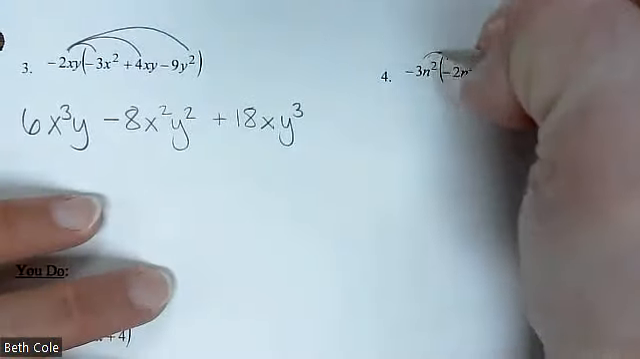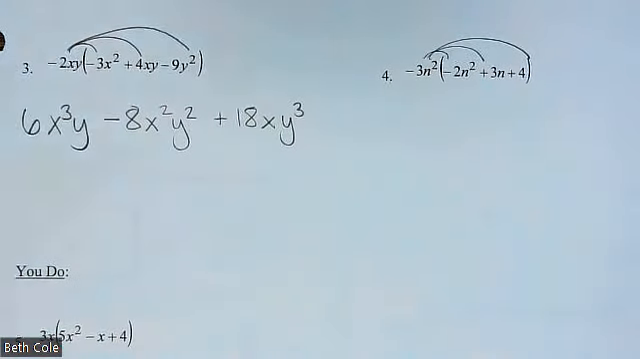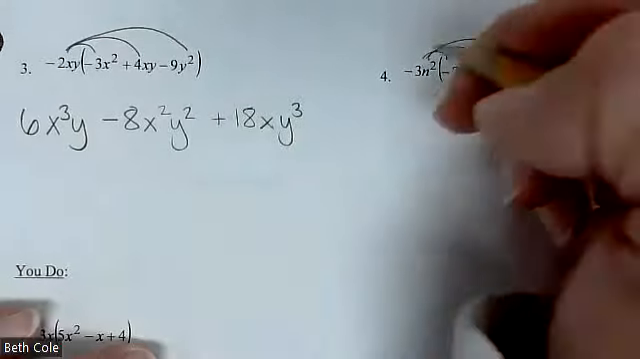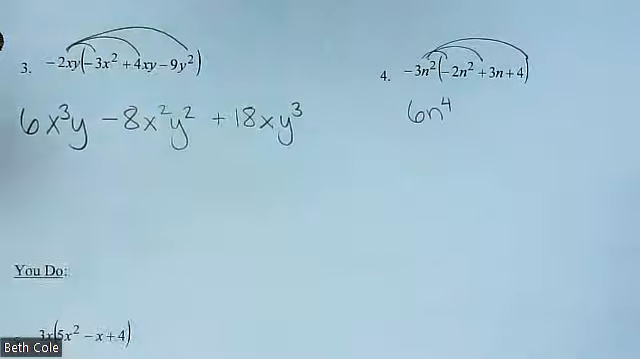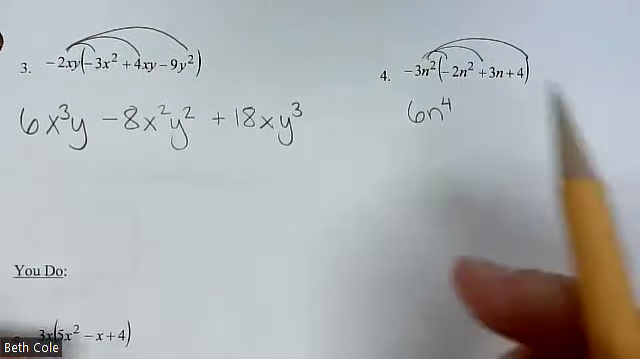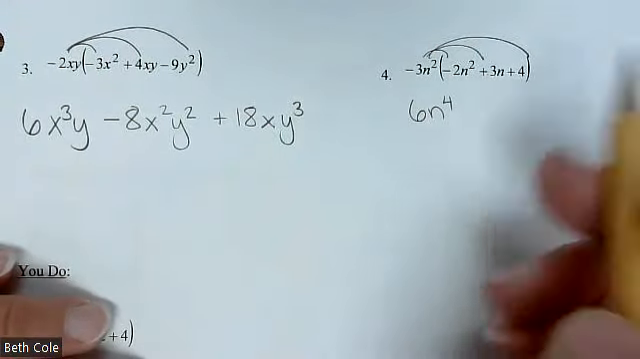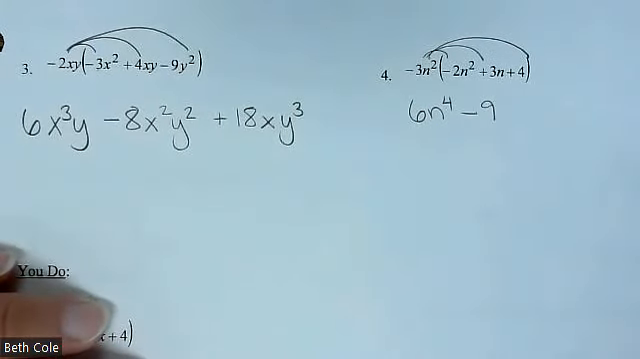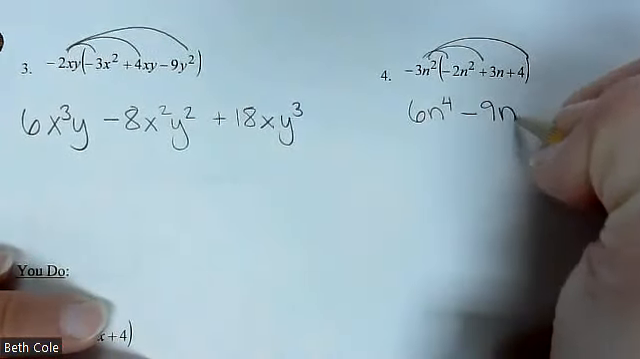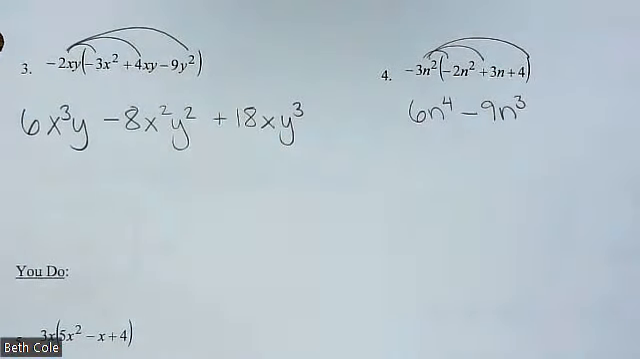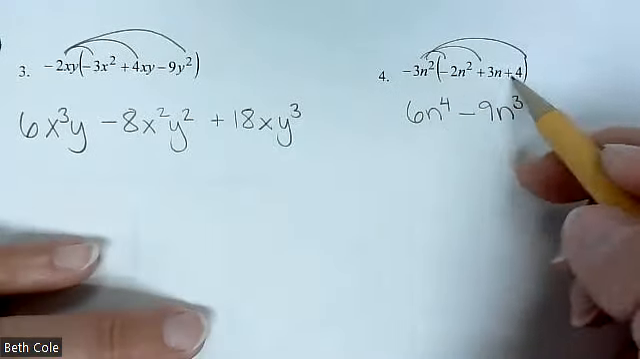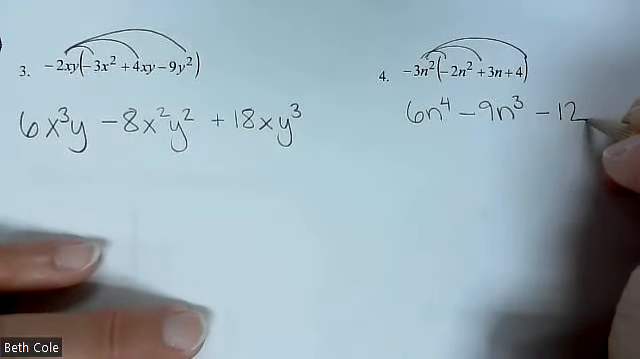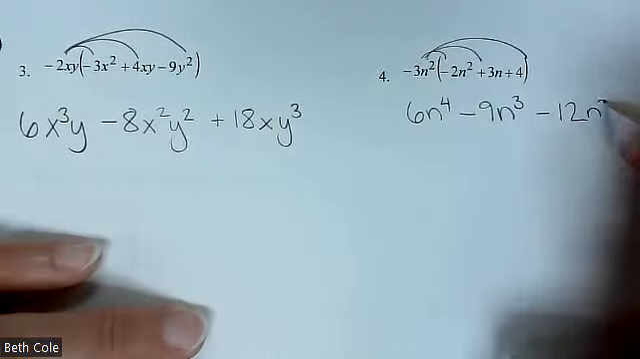All right, let's try this one. You're going to distribute to all 3 of those. This is the last one we're going to do together. And then I have you do the you do one. You try one. -3 times -2, positive 6. And then you'd have n to the 4th. 2 plus 2 is 4. All right, for the middle one, -3 times 3 is -9. And then you would have n to the third. Very good. 2 plus 1 is 3. And then for the last one, -3 times 4, -12, n to the second.